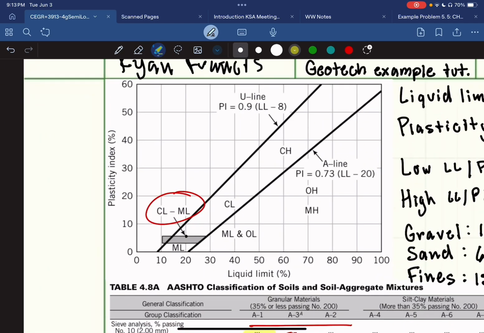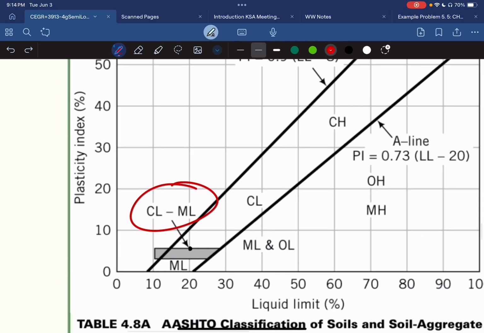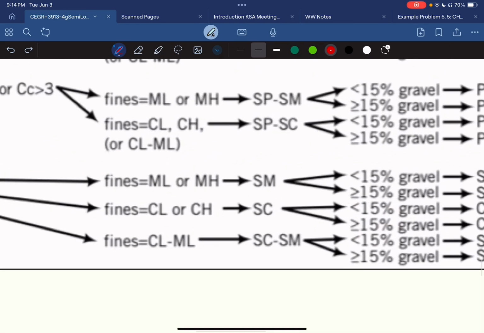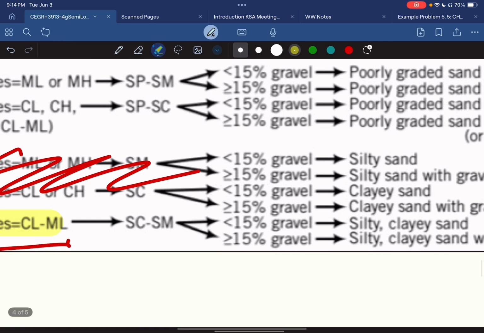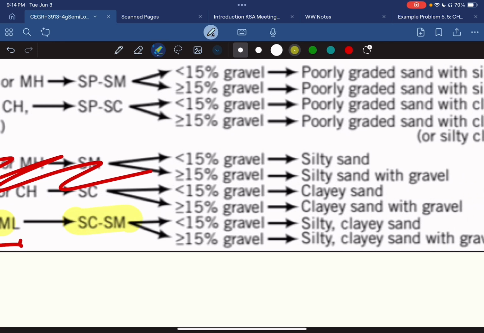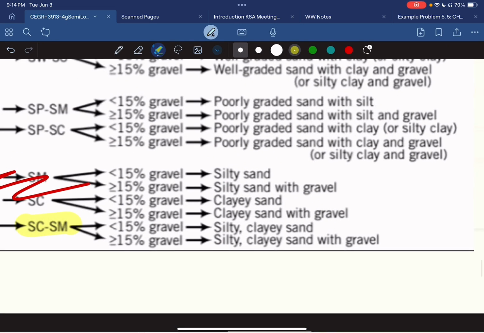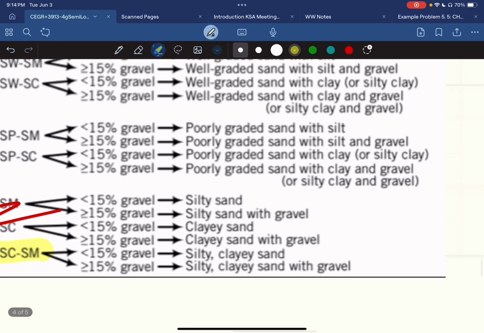So remember that we did our liquid limit and plasticity index, and it was set above the A line, right? Not using that in this problem, just reiterating that, and that it was in the CL/ML section. So you can automatically cancel these two out. So it's going to be right here. So I'm going to highlight that. And the SC-SM automatically. And so here we get more than or equal to 15% gravel.